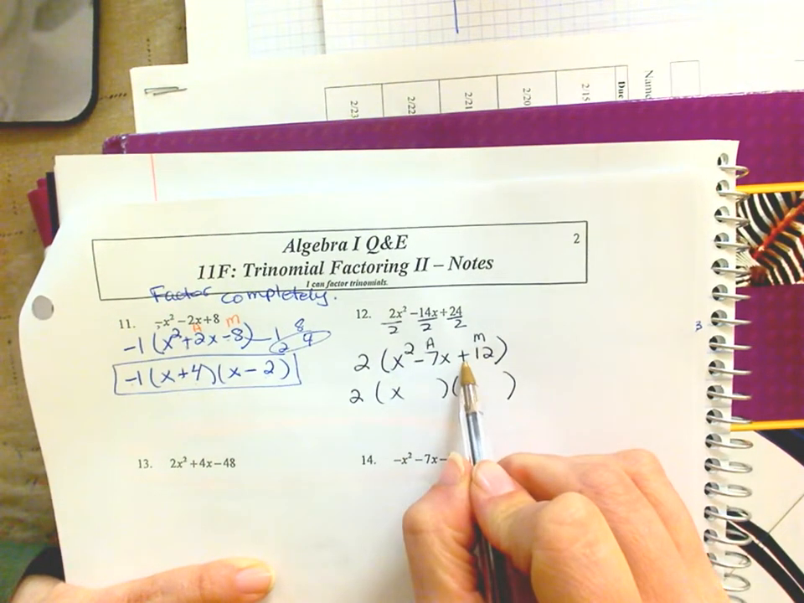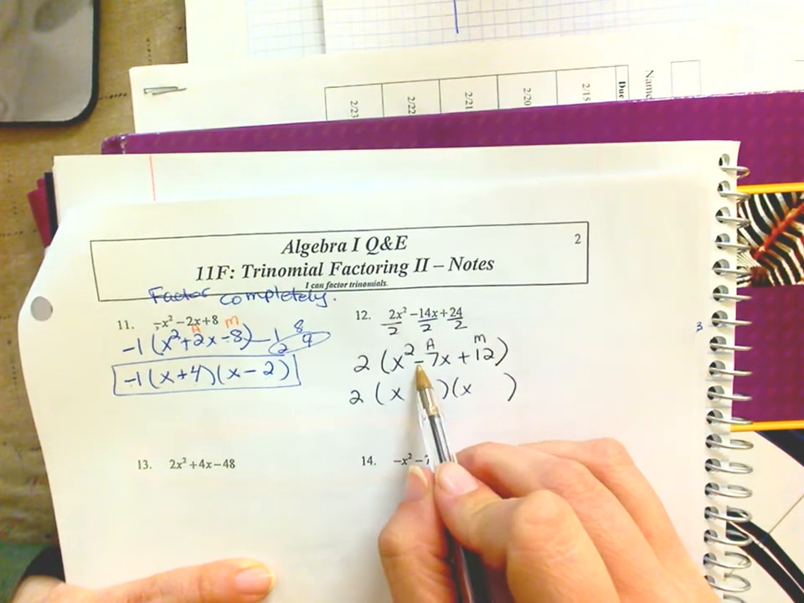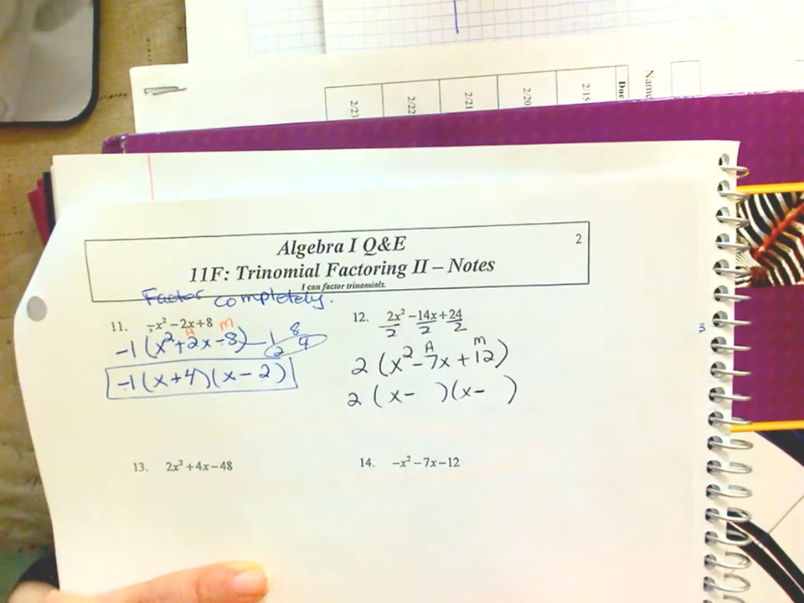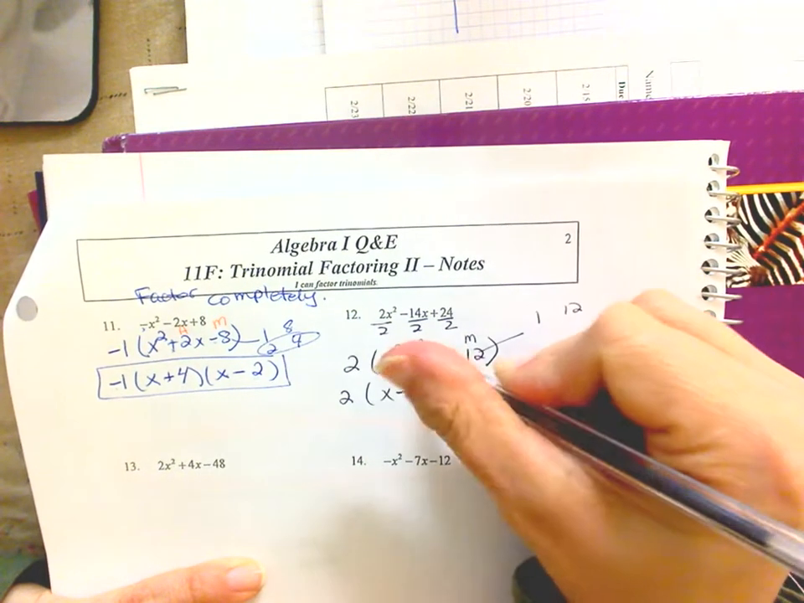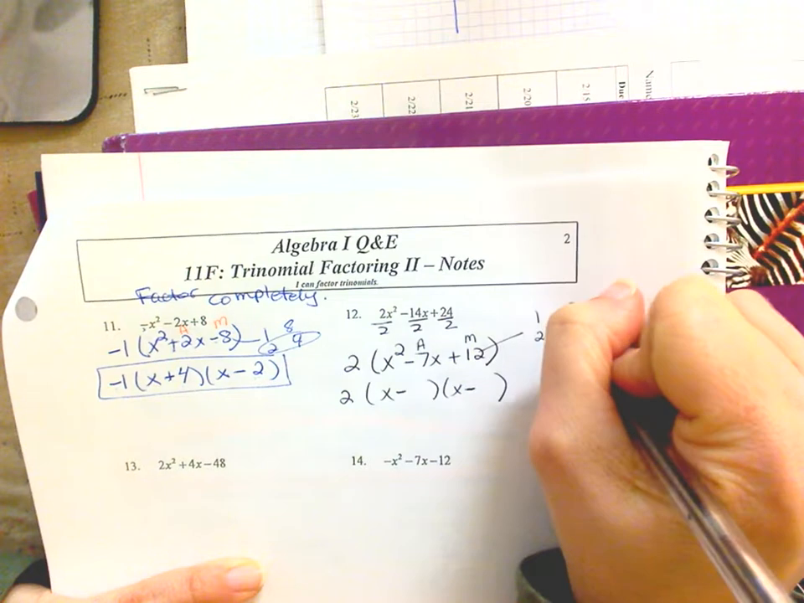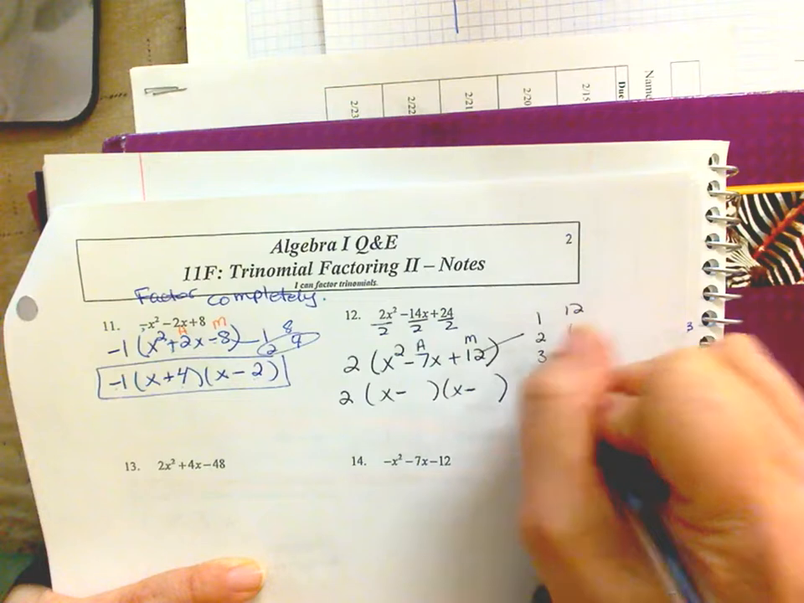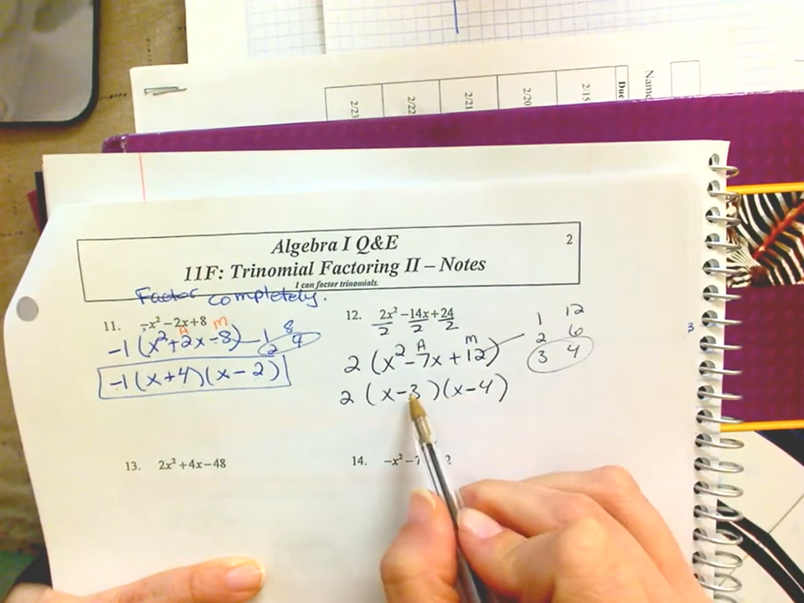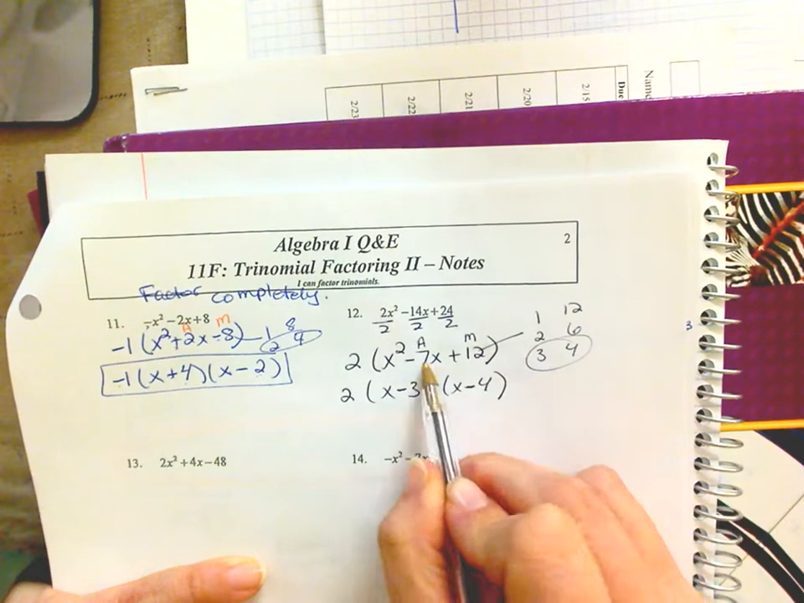If they're going to multiply to give you a positive number, they're going to have the same sign. If they're going to add to give you a negative, they're both going to have to be negative. Factors of 12, we've got 1 times 12, that does not give us 7. 2 times 6, that also does not give us 7. And 3 times 4, there you go. -3 and -4. -3 times -4 is positive 12. -3 plus -4 is -7.